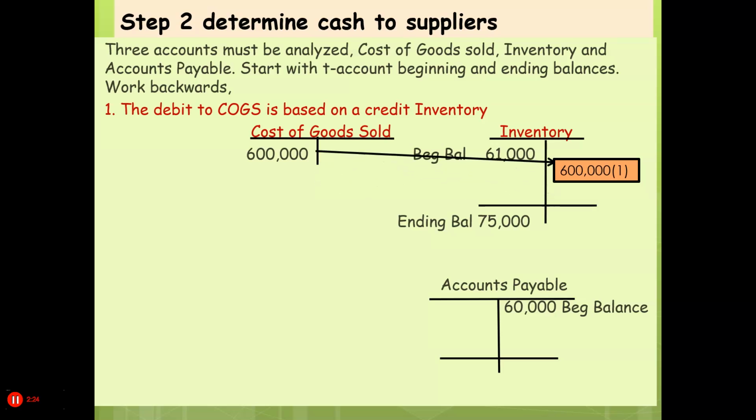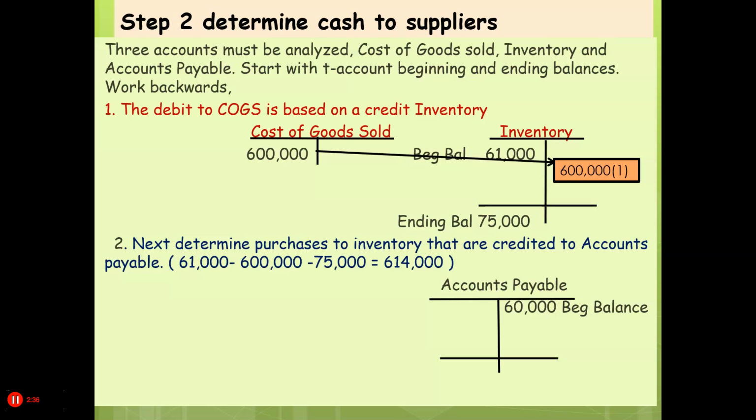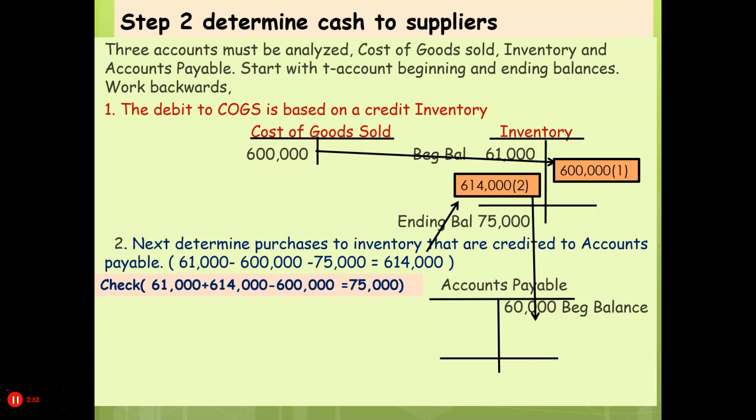Now I'm going to figure out how many purchases were added to inventory. So I'm going to take my 610,000 minus my 600,000 minus my ending balance, which tells me 614,000 was debited to inventory. And that tells me that it came out of accounts payable, because that would have been the offset, right, when they bought it. It would be inventory, accounts payable.